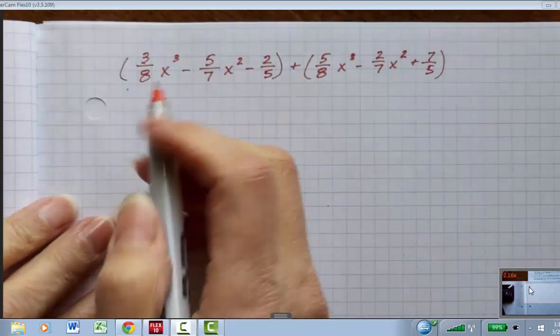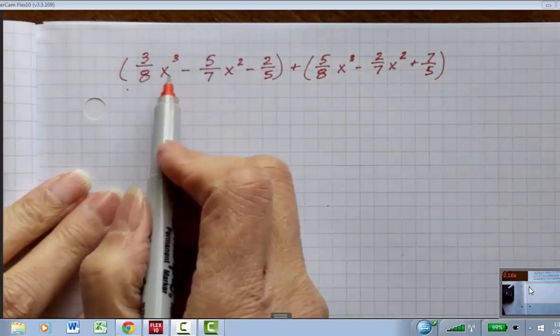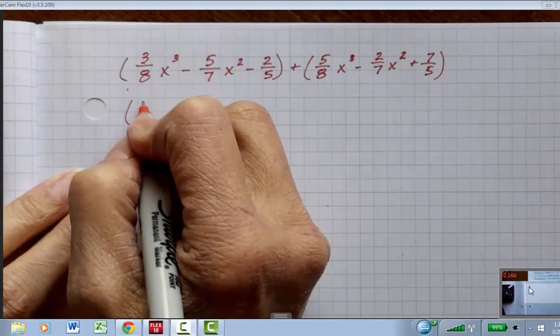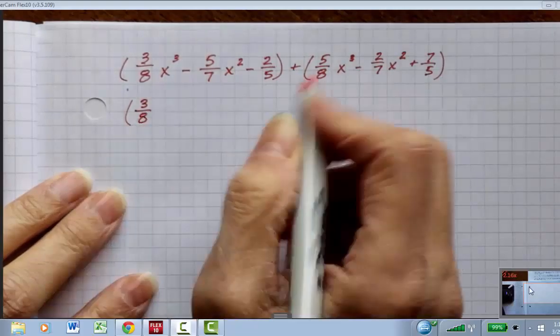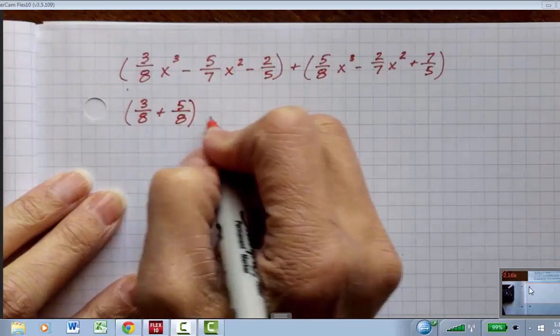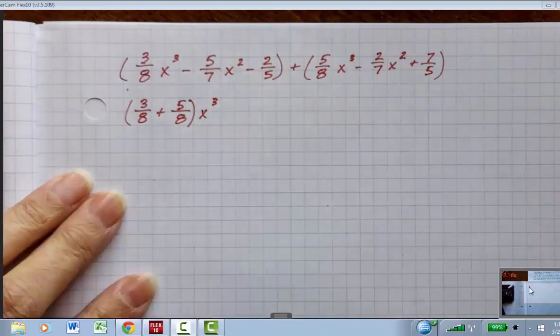So when we're adding these two, we're looking at our x to the third terms, and our x to the third terms have coefficient 3/8 and a positive 5/8. So we're going to be adding those two together. That's my x to the third terms.